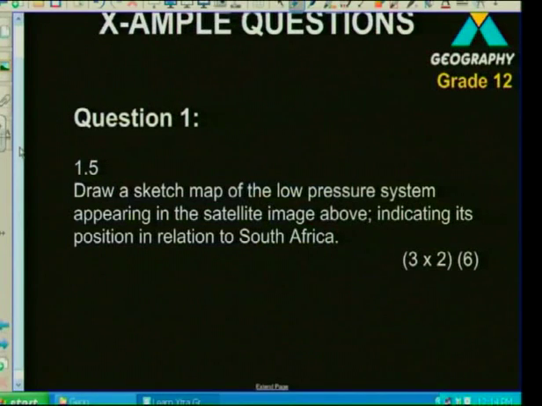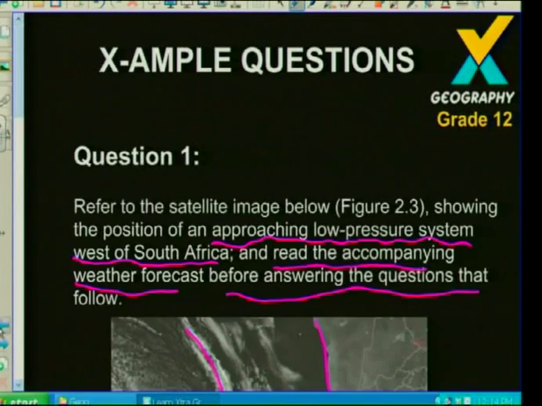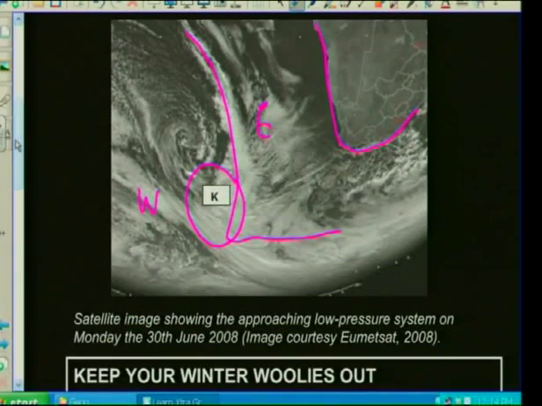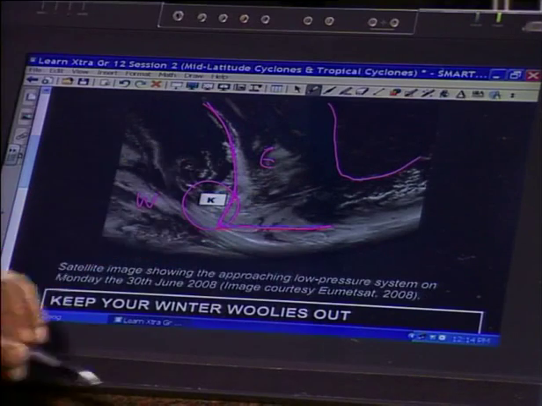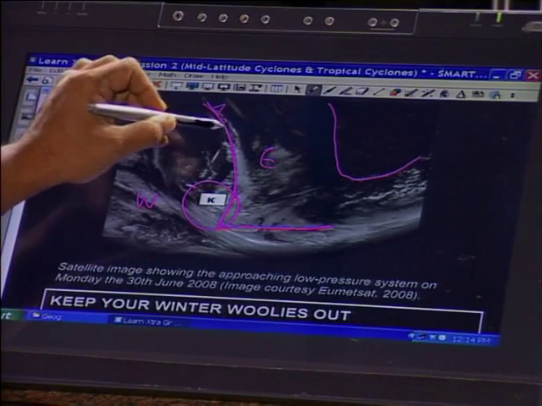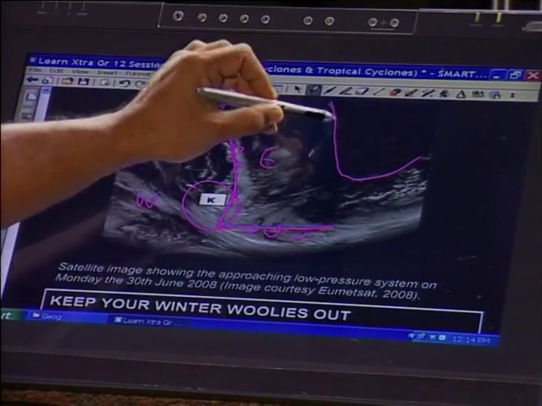All right? Draw a sketch of the low pressure system appearing on the satellite image indicating its position in relation to South Africa. Very simple. Let's just get back to this little one that we did. We can see it here. There's your cold front. There's your warm front. And we see it clearly. All right? Shown down here. And there's Southern Africa here.